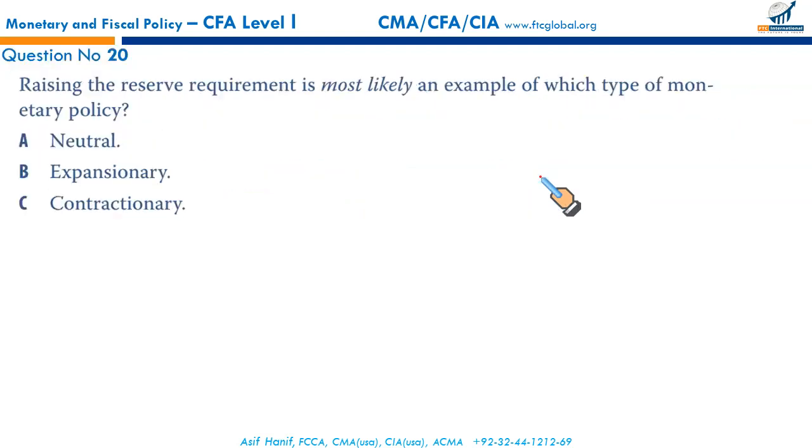Next, raising the reserve requirement is most likely an example of which type of monetary policy? We discussed that in detail. It's contractionary. And when you lower the reserve requirement, that is expansionary policy. So C is the right answer. Raising the reserve requirement should slow money supply growth, and that makes C the correct option.